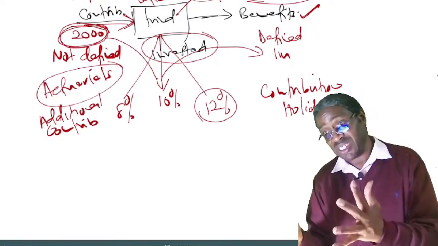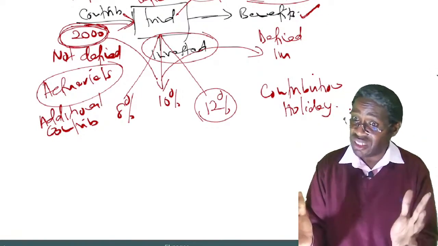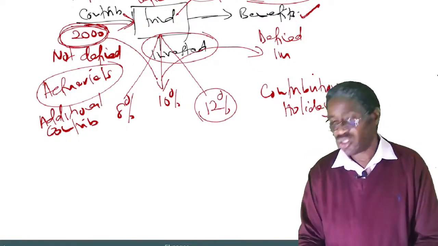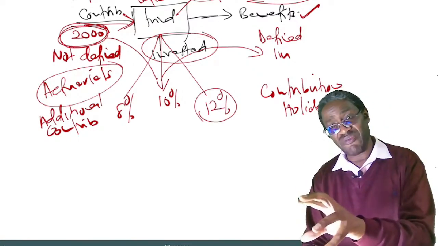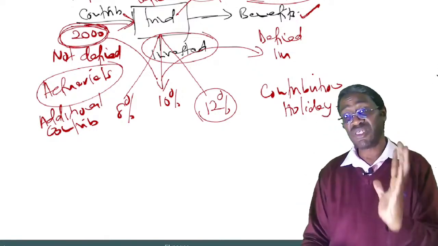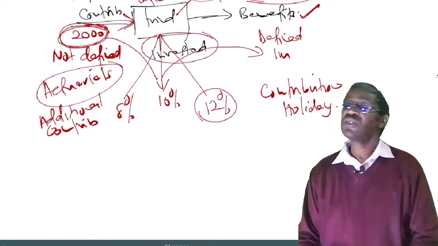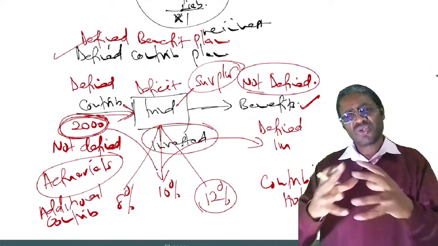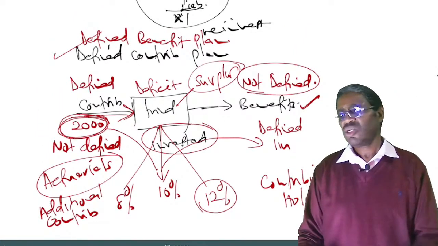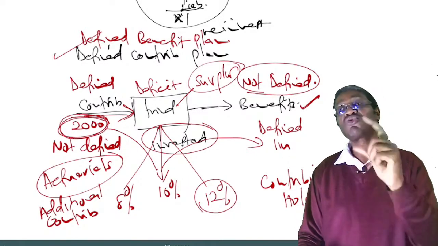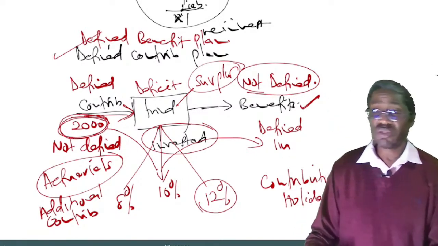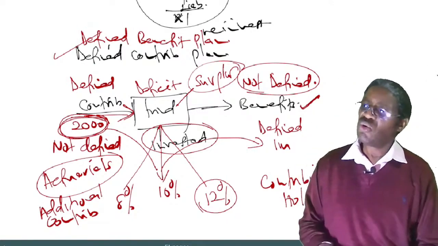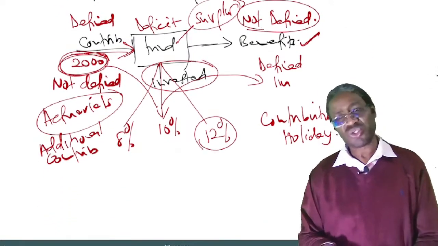Then we went further and said, if it happens that the fund has insufficient funds, the employer will be told to bring in additional contribution. If the fund has more than enough, that means the assets in the fund are more than enough, then the employer will be told to take a contribution holiday. So those are two terms I told you. You need to remember how to distinguish them, because more often your examiner at this level will always ask you to distinguish those two terms.